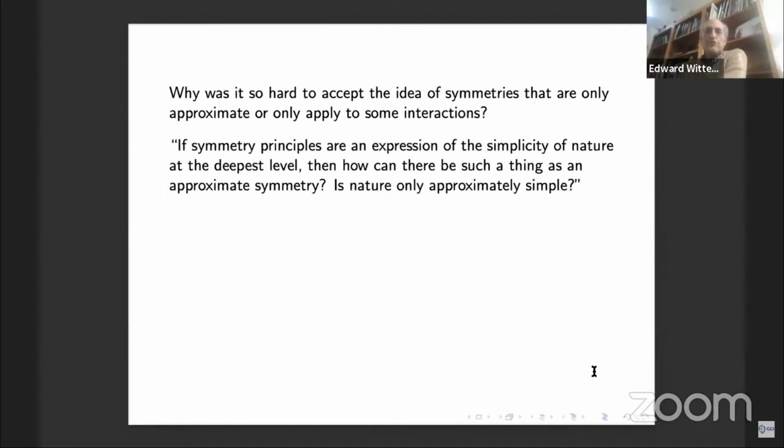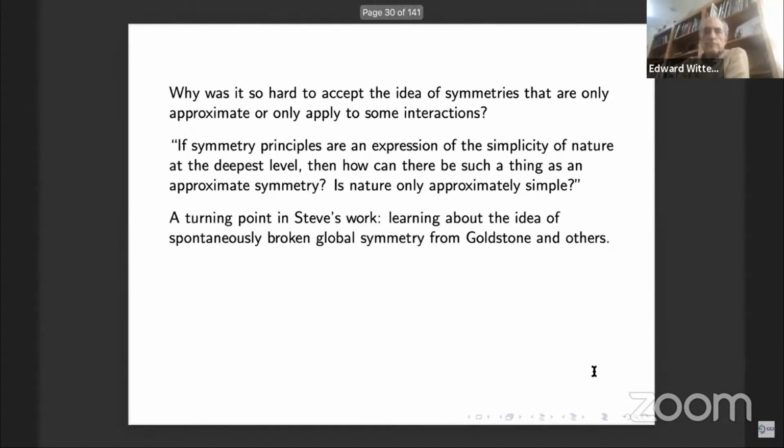Steve writes, if symmetry principles are an expression of the simplicity of nature at the deepest level, how can there be such a thing as an approximate symmetry? Is nature only approximately simple? Well, a turning point, so this is the background to the impact on him of the idea of spontaneously broken global symmetry, which he learned about from the work of Goldstone and others, such as Nambu.